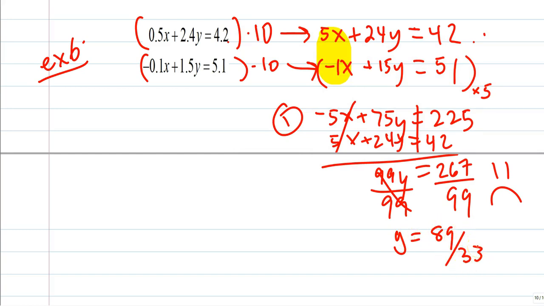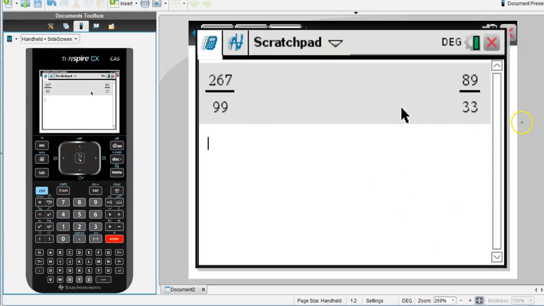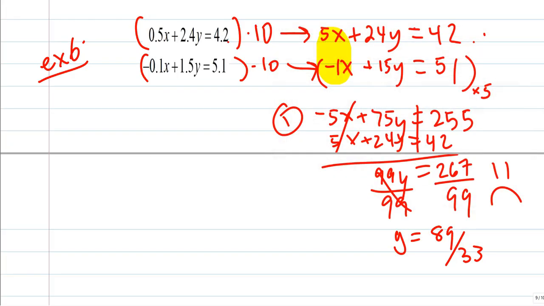Is it right? Let's double check. I did all this times 5. -5, 75, 220, 255. Quit trying to do mental math. 51 times 5 is 255. 255 plus 42 would be 297.